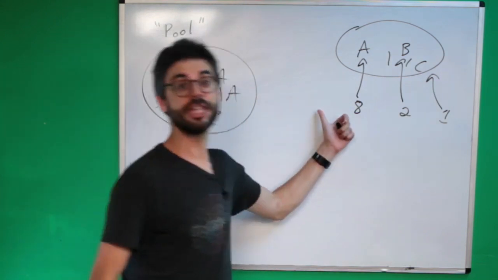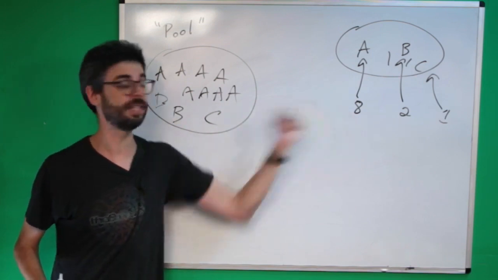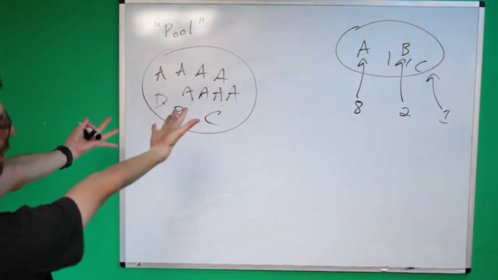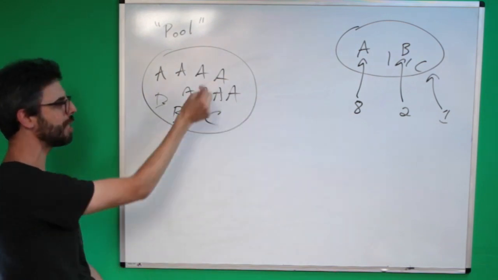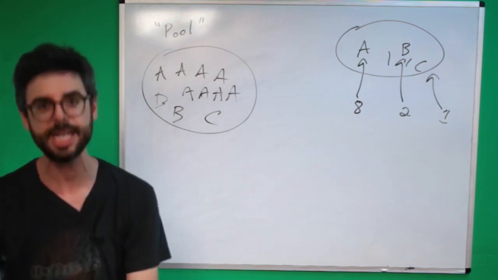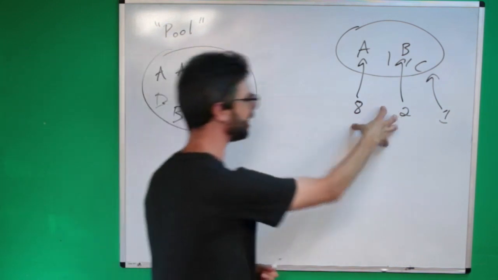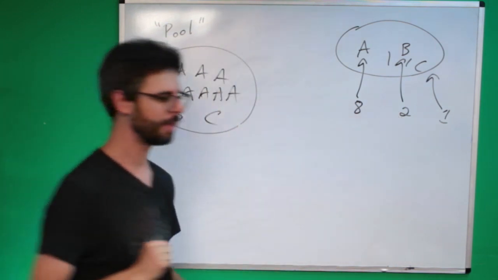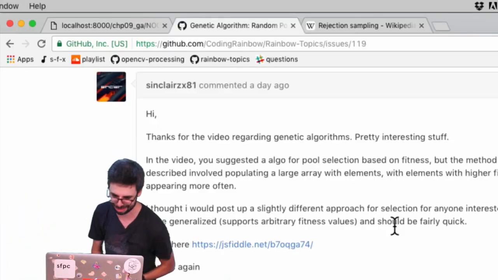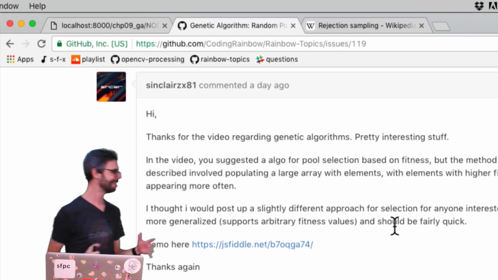So the amount of times they're in the pool is relative to their fitness function. And then if I go and say magically, pick me a random element from that pool, I am 4 times as likely to pick A over B, I'm 8 times as likely to pick A over C, et cetera, et cetera. So you can see how their fitness, in this case, maps to probability. But this solution is not the greatest solution on Earth, or in the universe, or whatever.